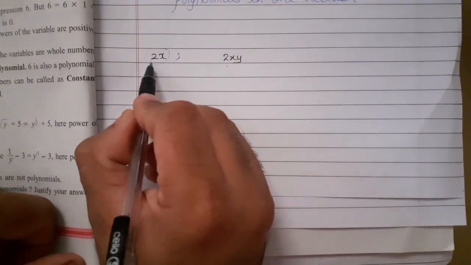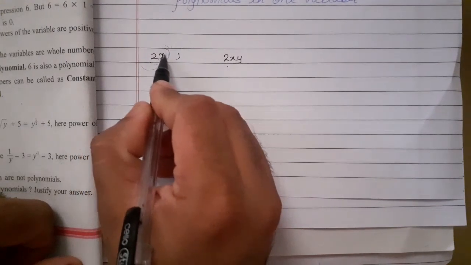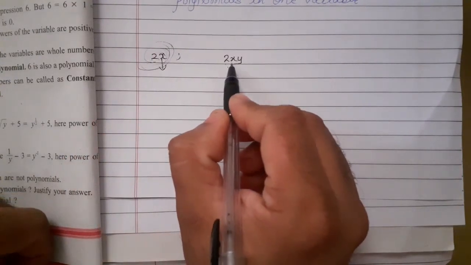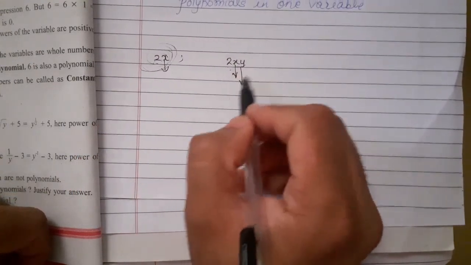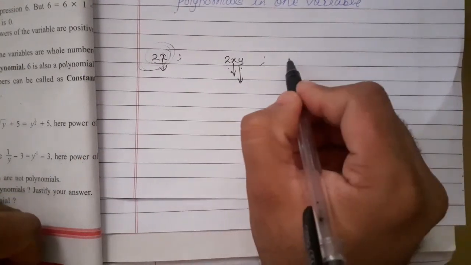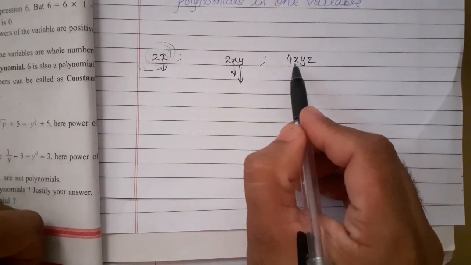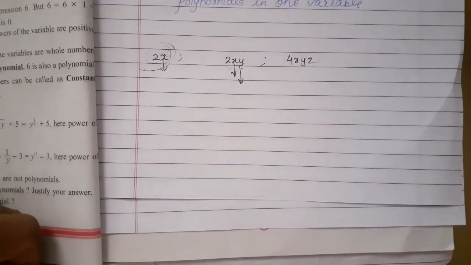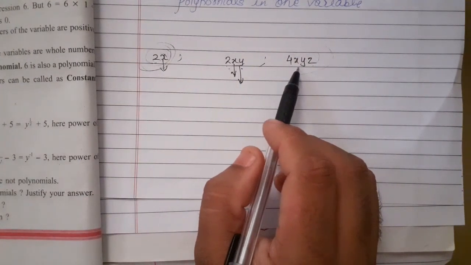Now this is a polynomial in one variable. Here only one variable x is there, so this is a polynomial in one variable. And here 2xy, two variables are there, x and y, so this is also a polynomial, and this polynomial has two variables. Suppose we have 4xyz, then there are three variables, so this is a polynomial in three variables. But these all are monomials because they have only one term.